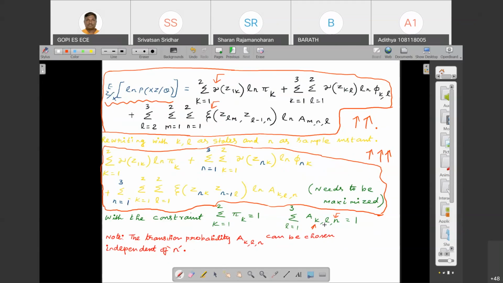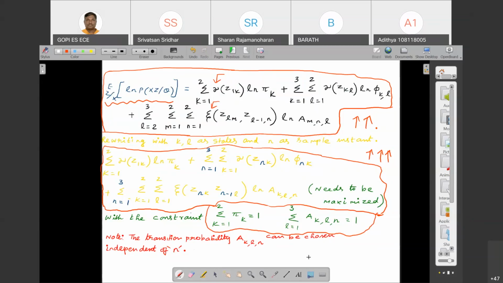Being in a kth state, you have only 3 choices. Either you can go to the first state or the second state, or the third; these are all the 3 L values you can expect. Hence, if I do the summation, that will end up with 1. So finally, this is the problem statement: this is what you need to maximize, with these 2 constraints needing to be satisfied.